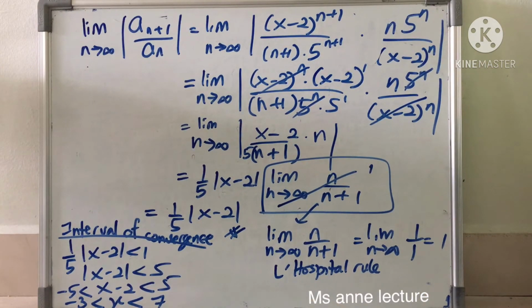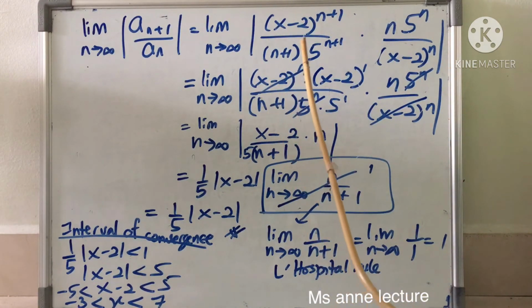Continuing from the previous, we substitute the values of a_(n+1) and a_n. Then we expand (x minus 2) to the power of n plus 1 to become (x minus 2) to the power of n multiplied by (x minus 2) over n plus 1. We can also expand 5 to the power of n plus 1 to become 5 to the power of n multiplied by 5 to the power of 1. Here we do not need to expand anything else.